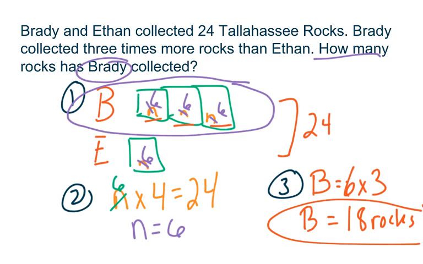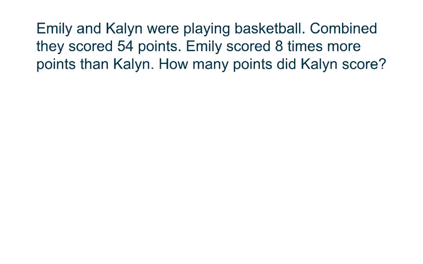Go ahead and solve this next problem. Emily and Kaylin were playing basketball. Combined, they scored 54 points. Notice how that's both of them. Emily scored 8 times more points than Kaylin. How many points did Kaylin score? Go ahead and solve this problem now.